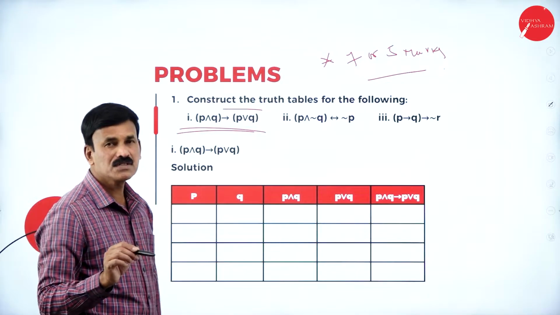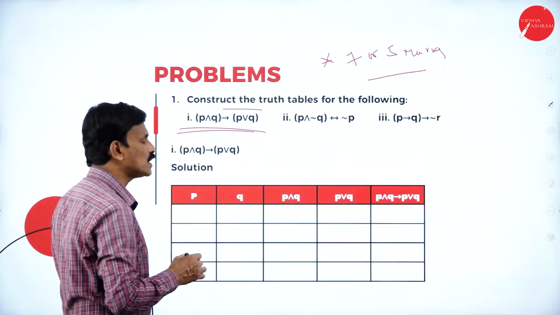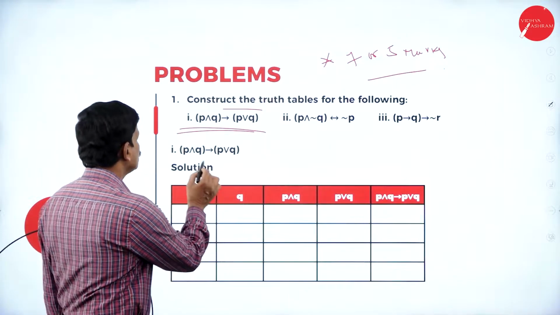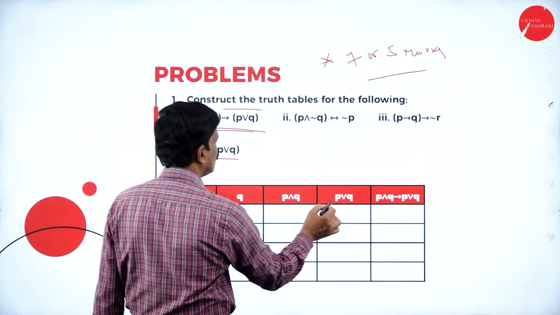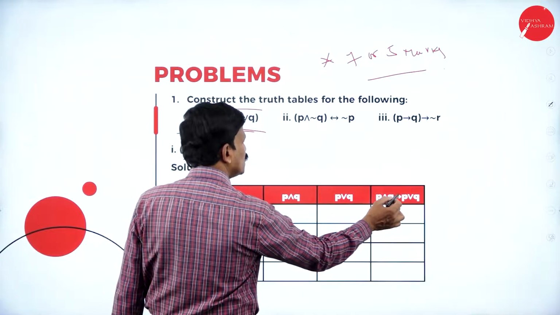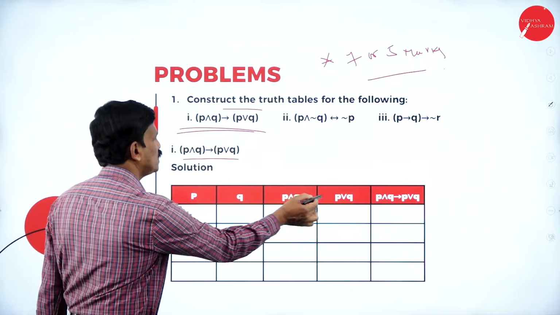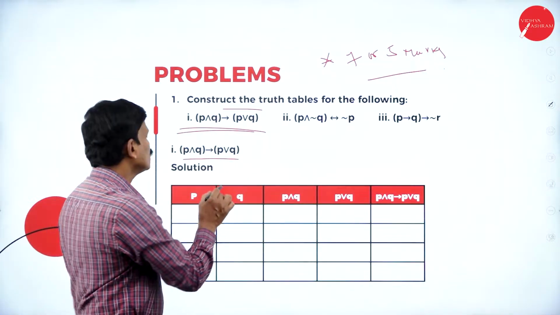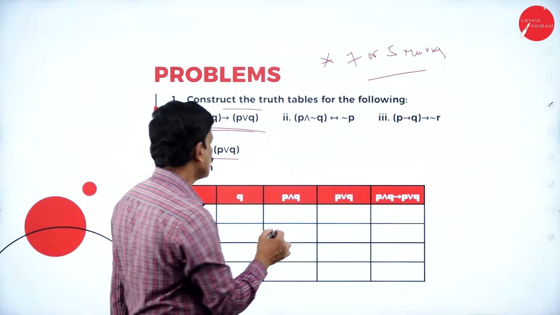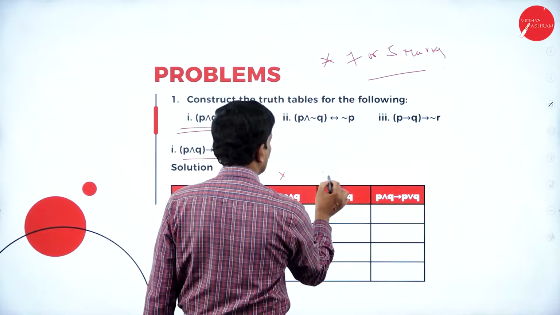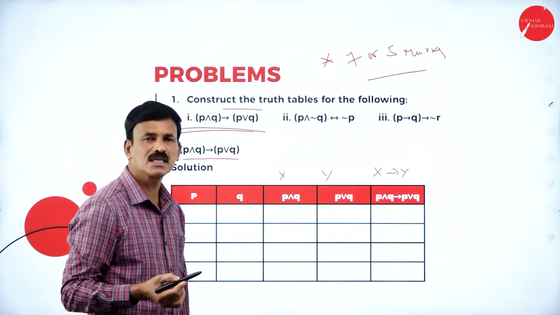Now, splitting is very important. What are the values here? There are two propositions, P and Q. So P, Q, then P conjunction Q, then P disjunction Q, and then the entire statement, that is P conjunction Q conditional to P disjunction Q. Or sometimes, if you want, you can consider these as X and Y, and write X conditional to Y. Anyway, you can represent it by any method.